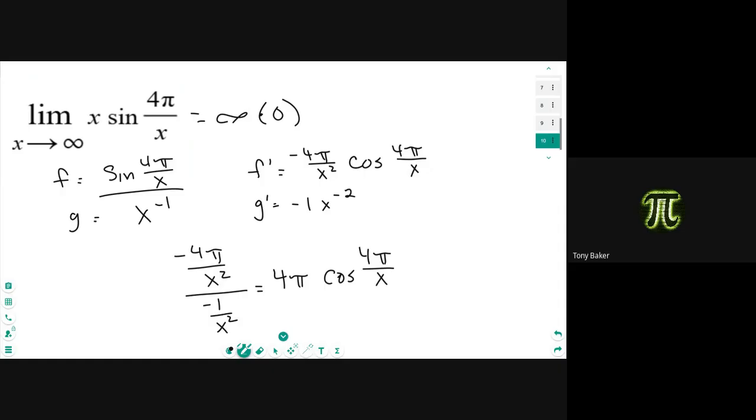Let me see where I got that. Keep change flip for your divisions. Or if you left them as x to the negative second, you can just cancel them out. All right. So can I do the limit of this one?